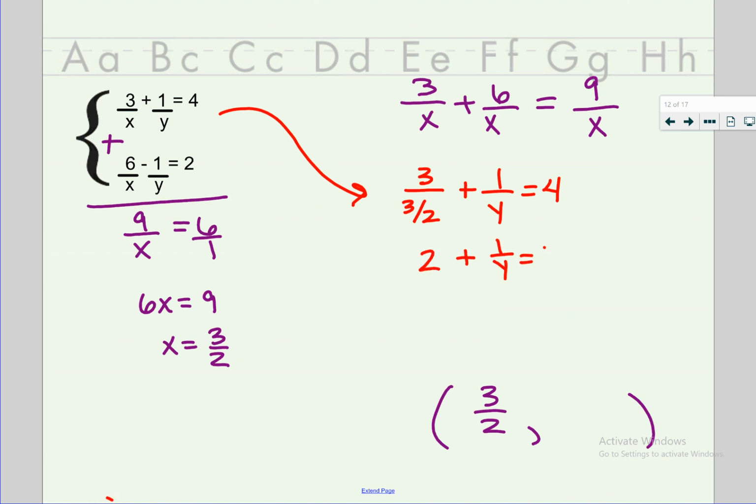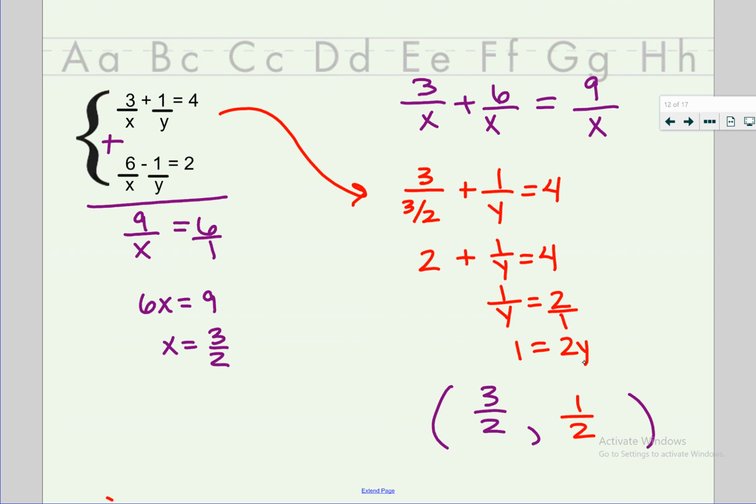Plus 1 over y is 4. Subtract 2. 1 over y gives me 2. What does y have to be to give me 2? Any thoughts? Can you do that in your head? Has to be 1/2. If you don't see it, you can again cross multiply. Think of it like a 2 over 1. 1 times 1 gives me 1. 2 times y gives me 2y. Divide by 2, we get that 1/2.